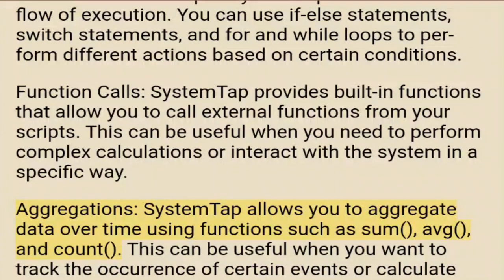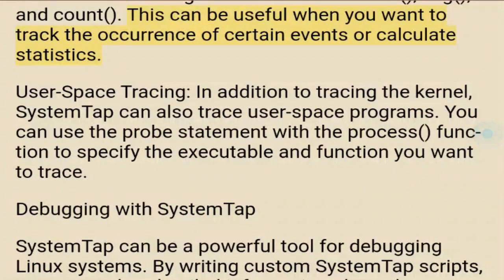Aggregations. SystemTap allows you to aggregate data over time using functions such as sum, avg, and count. This can be useful when you want to track the occurrence of certain events or calculate statistics.